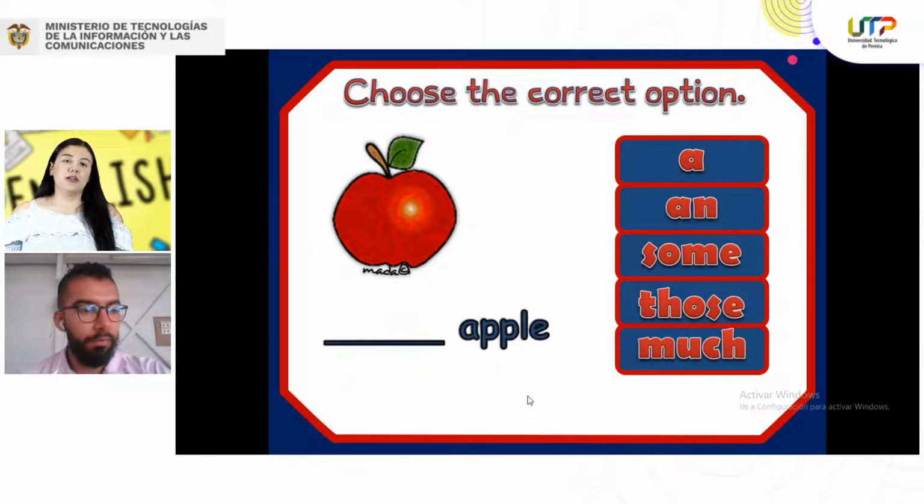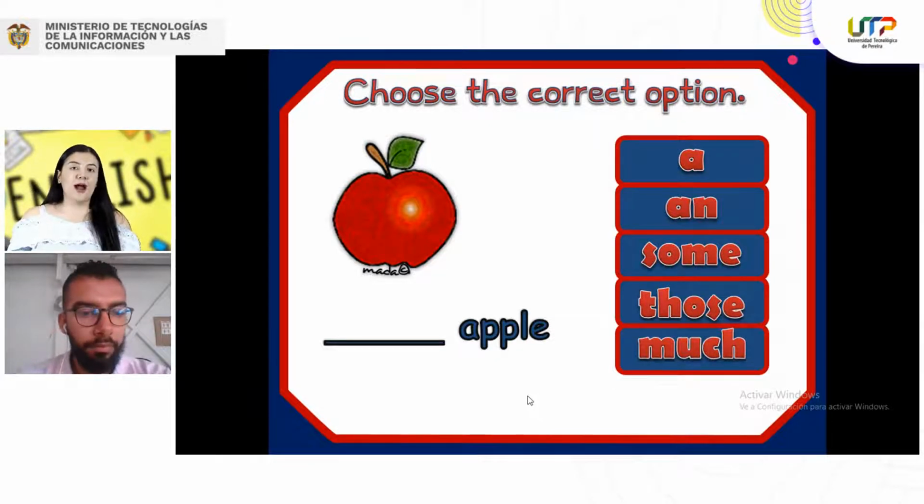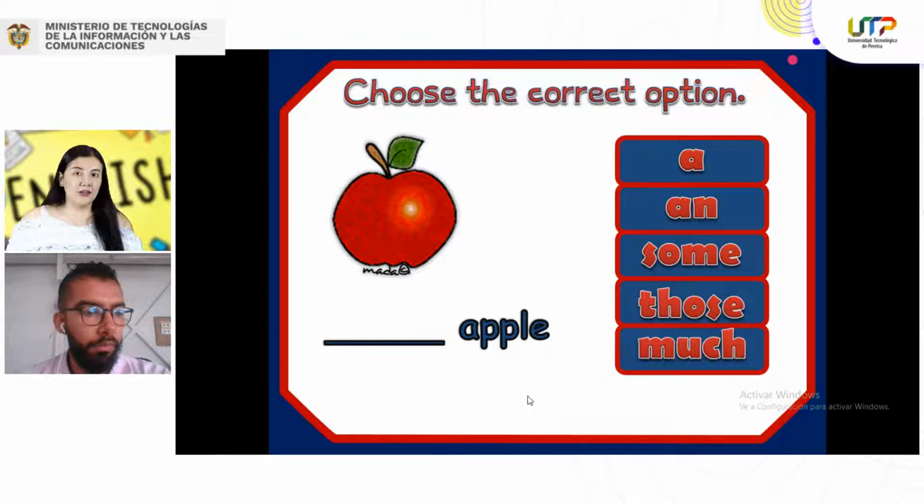Choose the correct option. Apple. What do you think? A, an, some, those, or much? What is the correct answer for apple? What do you guys think? Miren que es solo una, ¿sí? Apple. It's in singular form. What do you think?